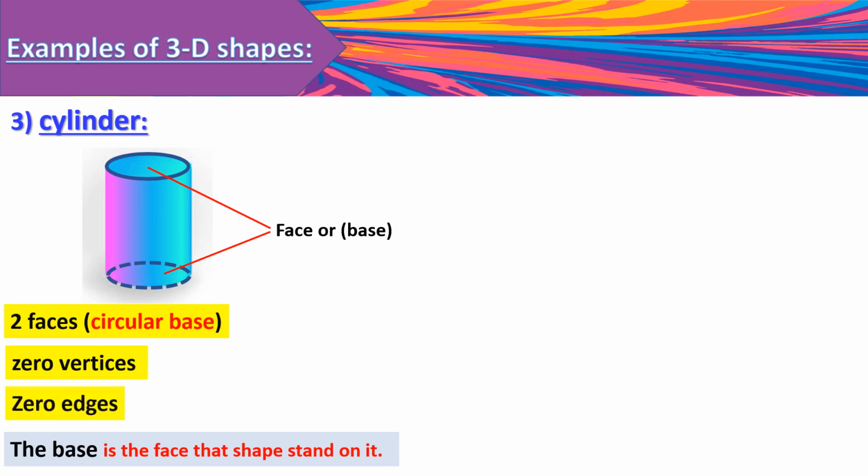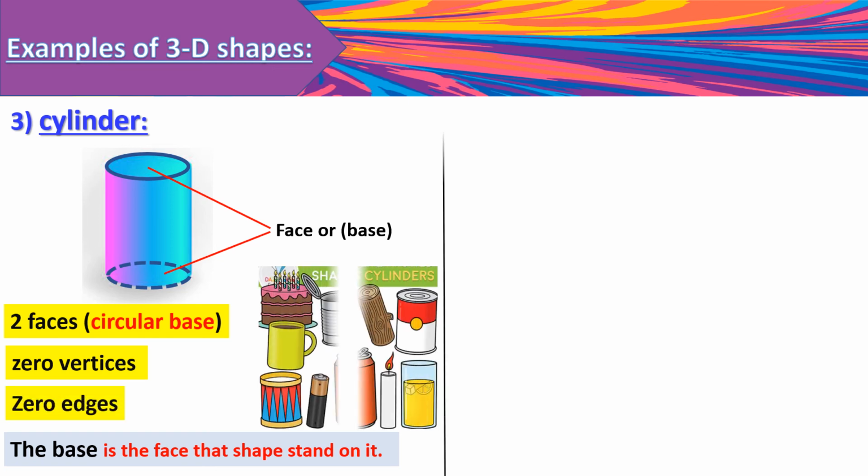0 vertices, 0 edges. We can find a cylinder in real life, like our birthday cake, our mug, our soda can, and so on.